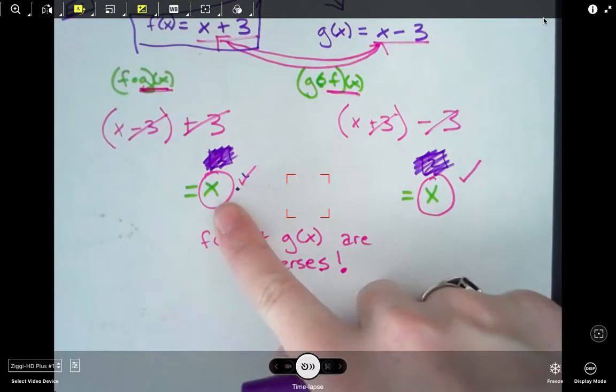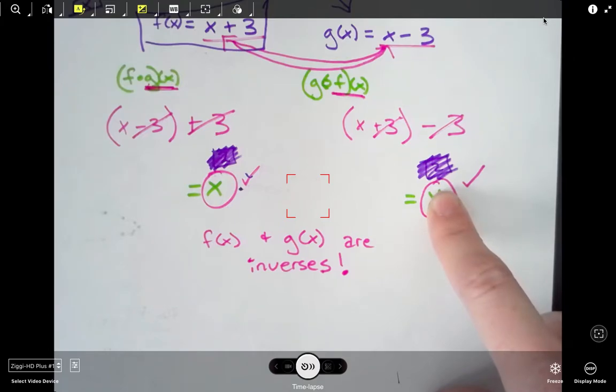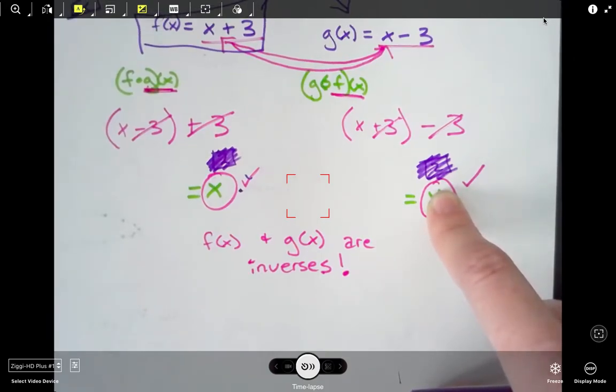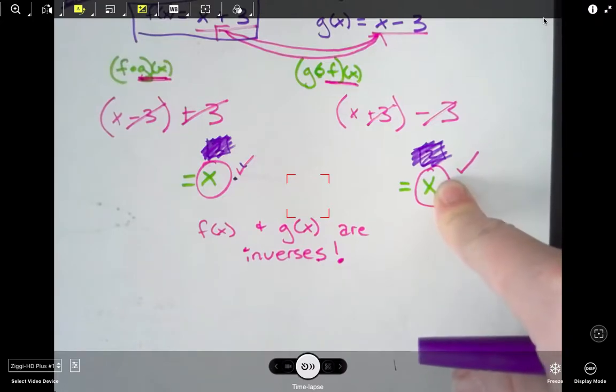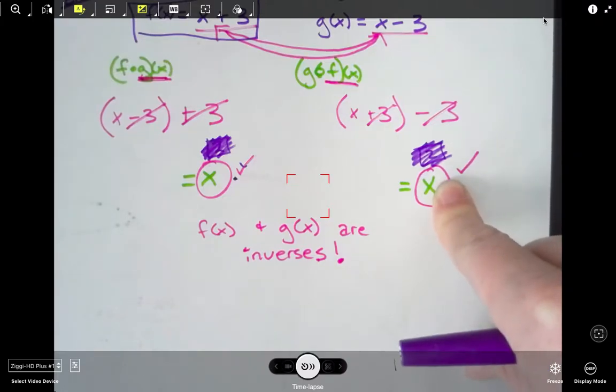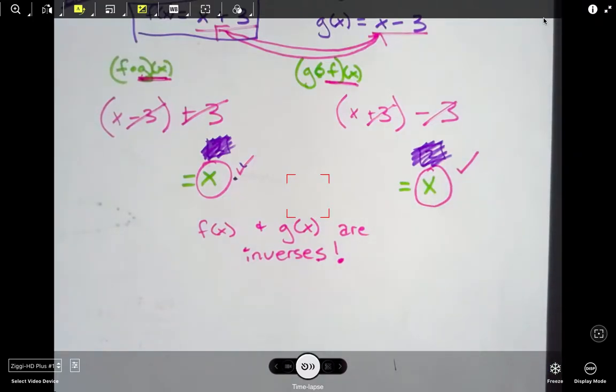Now, if this one passes, does this one always pass? No. Like 99% of the time, it's going to pass. But there's like a couple functions that this one passes, but this one doesn't pass. So just be careful of that, all right? You do need to check both sides. All right? Good? That's it.